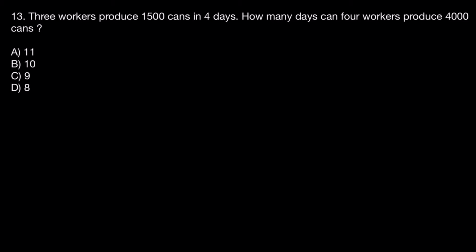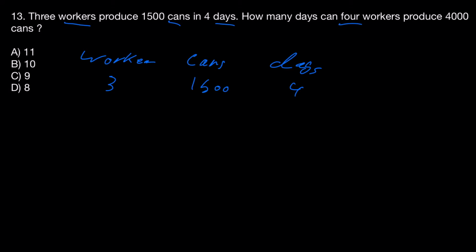You take 3 workers, 1500 cans, 4 days. All right, then you're going to write over here, for example, workers, or in other types of questions, you could write people, workers, citizens, whatever it is. And the number of cans, because that's the other category we have. And then we have the days as well. So we take the 3 workers, 1500 cans, and 4 days. And then you have the question, so how many days can 4 workers produce 4000 cans?